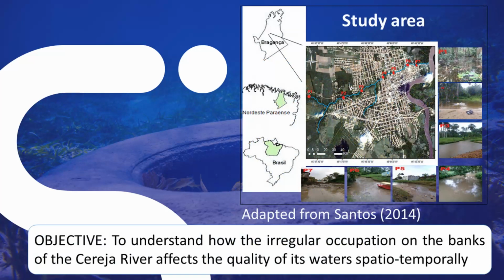The CEREJA River is 4 kilometers long. The watercourse of the river crosses the city from west to east, cutting through 7 neighborhoods. Thus, the study aims to understand how the irregular occupation on the margins of the CEREJA River affects the quality of its waters, especially temporally.